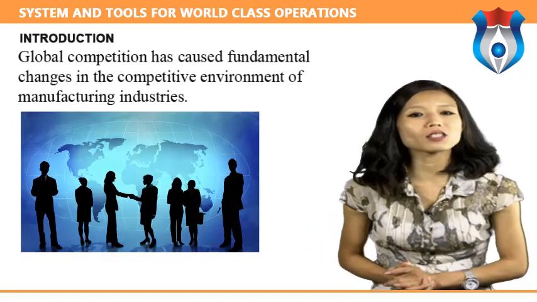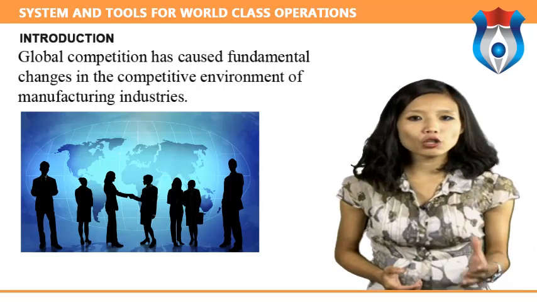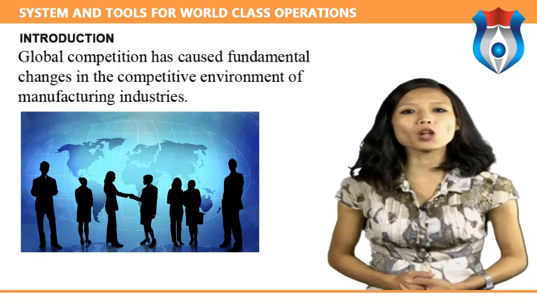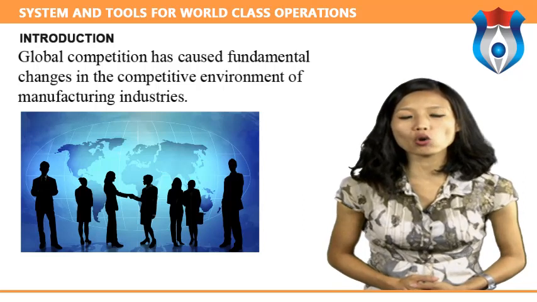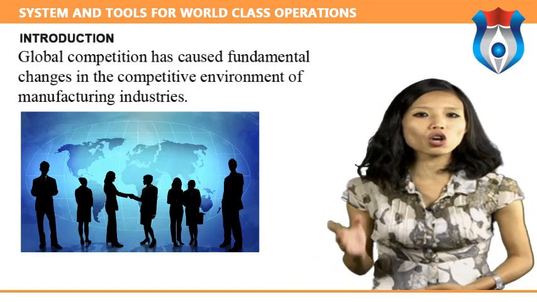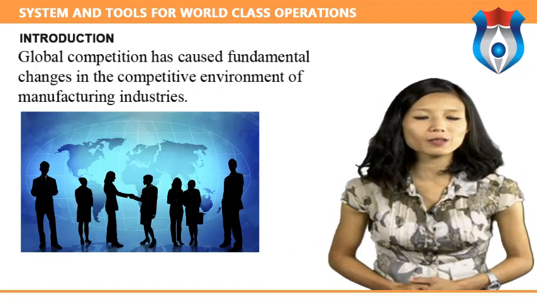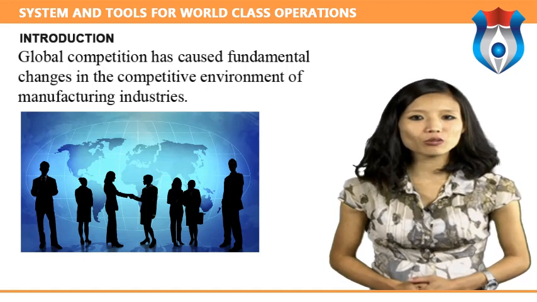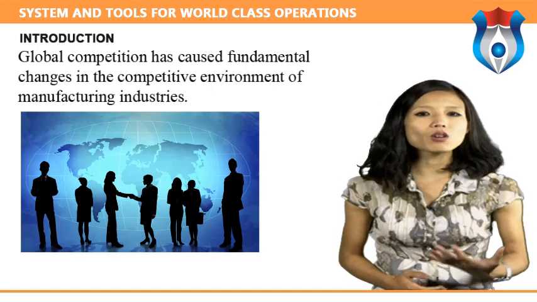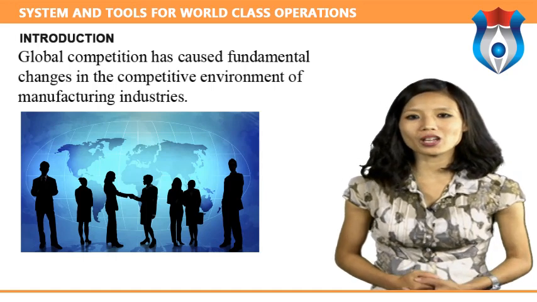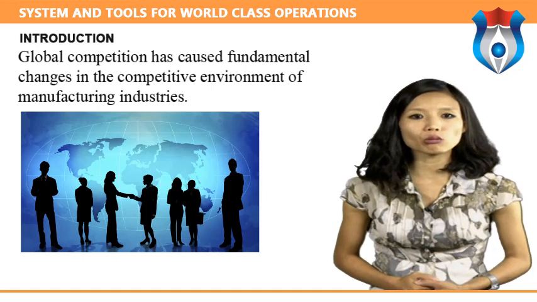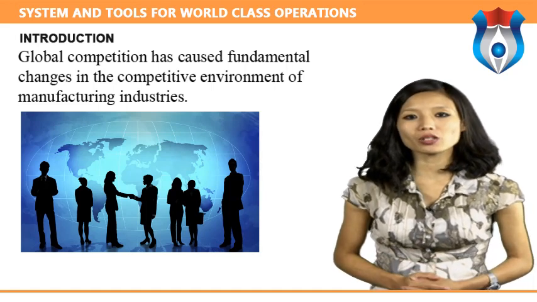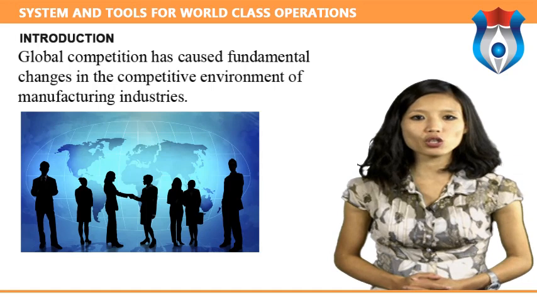Global competition has caused fundamental changes in the competitive environment of manufacturing industries. Firms must develop strategic objectives which upon achievement result in a competitive advantage in the marketplace. However, for almost all manufacturing industries, an increased productivity and better overall efficiency of the production line are the most important goals. Most industries would like to find a formula for the ultimate productivity improvement strategy.